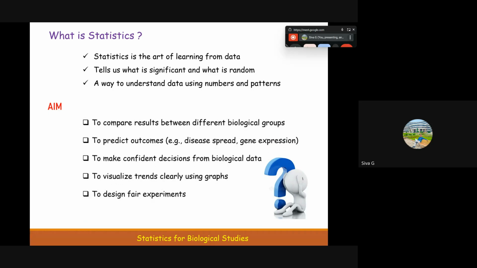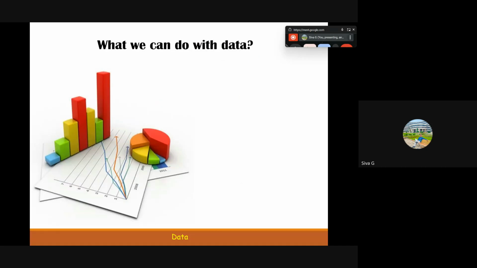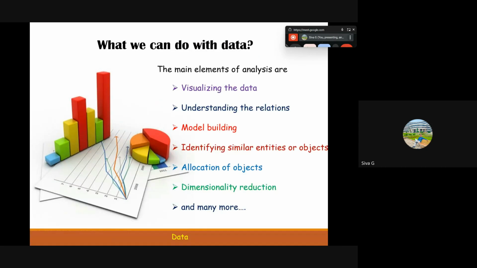And what is the aim of statistics? Mainly to compare the results, predict the outcomes, and the R programming language and data-rich knowledge. We have discussed these things already. What can we do with the data: visualize the data, understand the relationships, model building, identify similar entries of the objects. These are things I have just discussed with you. This one slide I will discuss, then I will go for correlation and regression.